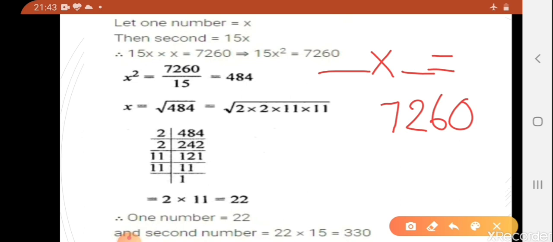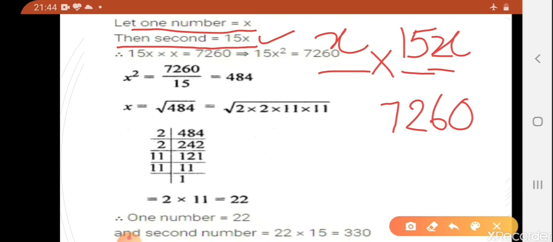It is said that one number is 15 times the other number, which we also don't know. So let one number be x. Therefore, the second number, as written in the question, 15 times the other, will be 15 into x, that is 15x. One number is x, which you have assumed, and the other number is 15x. So you will get 15x square, meaning 15x square will be equal to 7260.